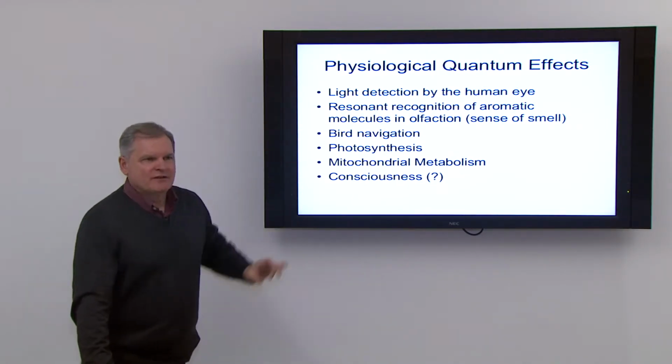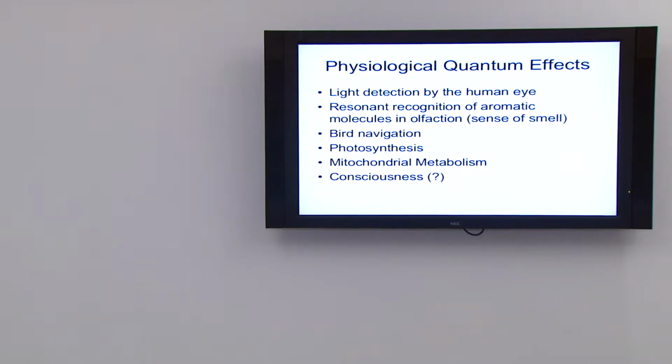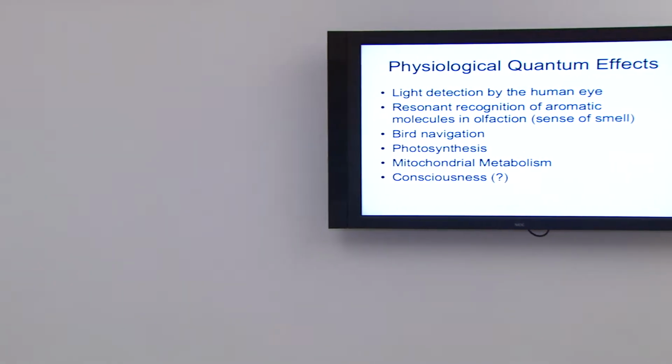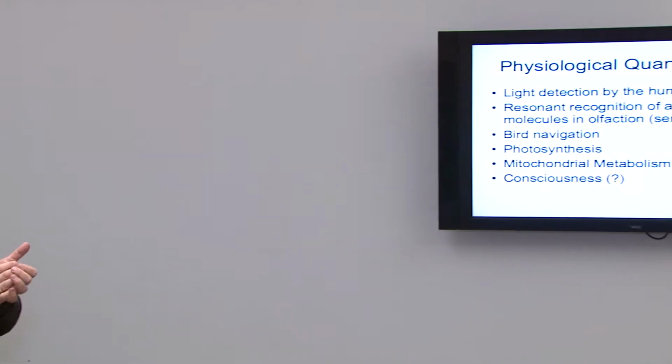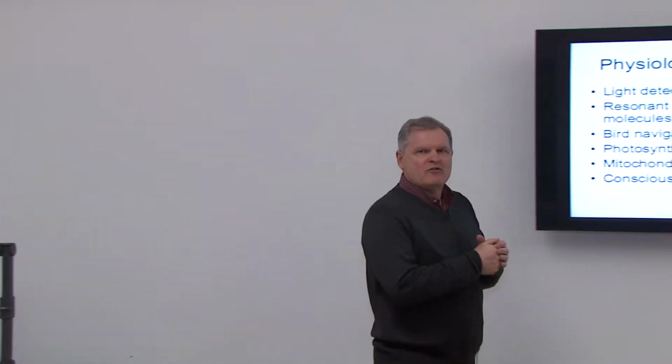Bird navigation is another well-known, but not really understood, effect. Birds such as Canada geese make their migration every year in the fall to the southern United States and Mexico, and they come back in the spring. How do they know where to go? How do they navigate very precisely?